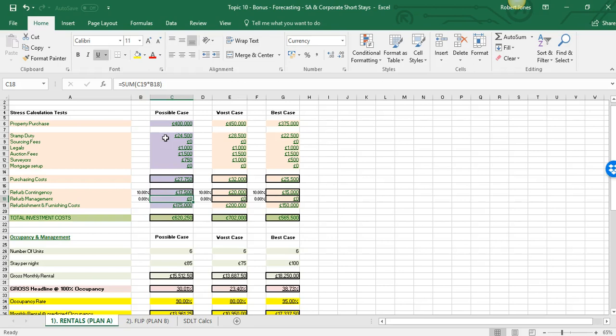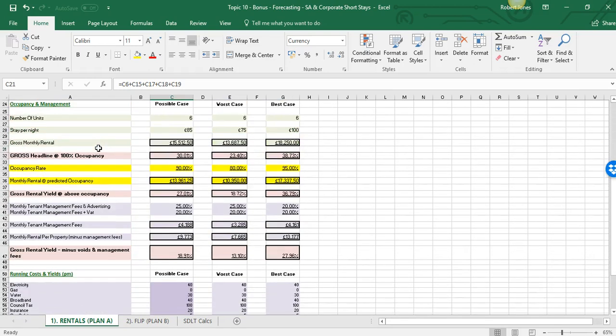That was going to a company that would provide everything as a full service, so they would effectively project manage in-house as part of their profit margin. So you can see here, total investment costs. This deal would have cost about £620,000 to get into for your purchase price, buying fees and refurbishment. Now on this project, we're anticipating about 6 units in total, so that would have been 6 apartments.